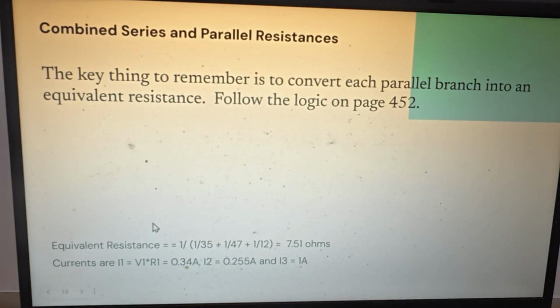When you look at combined series and parallel resistances, the key thing to remember is to convert each parallel branch into an equivalent resistance. When you have an equivalent resistance, you can follow the logic on page 452 of your textbook, and you can solve very complicated circuits just using this rule, converting each parallel leg into an equivalent series resistance. And we'll go through an example of that in class.